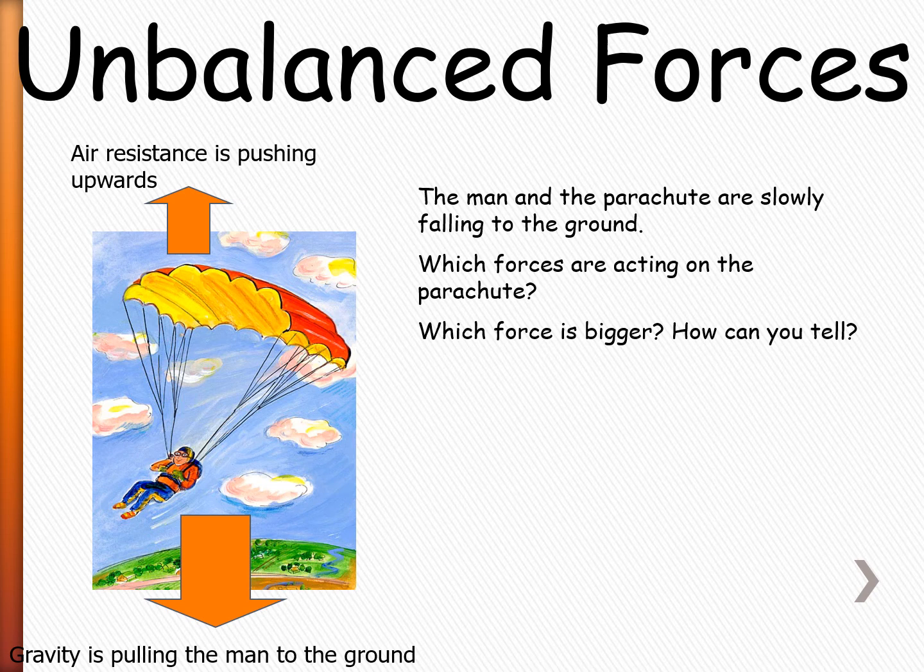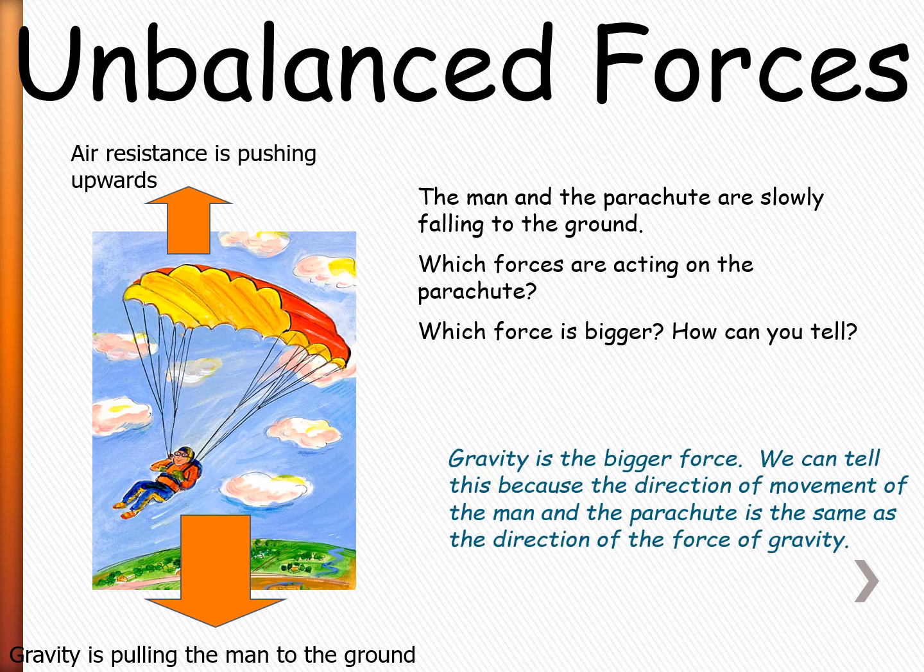Now, which force is bigger? The gravity is bigger. We can tell this because the direction of movement of the man and the parachute is the same as the direction of the force. At the same time, if we look at the size of the arrows used in the illustration, the arrow for gravity is bigger than the air resistance.